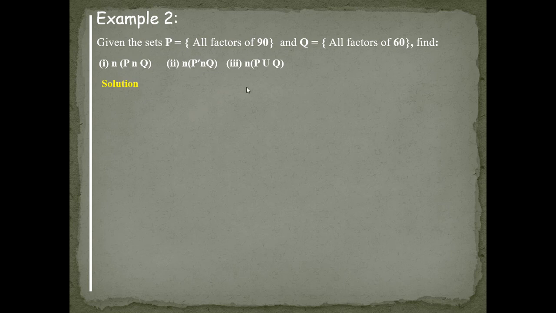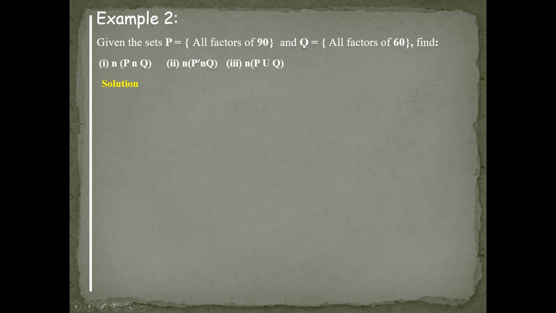Before we handle this question, the most important part is to list the factors. Do some side work in your book. List the elements of P, which are the factors of 90, to represent set P. Then list the factors of 60, and that will represent set Q. Let us all do that so that we compare.